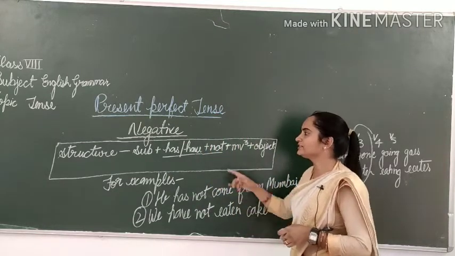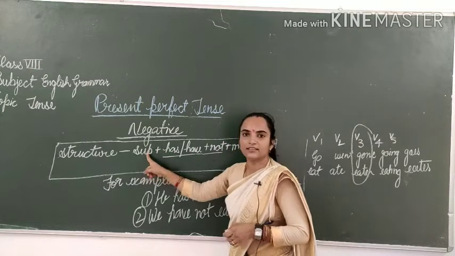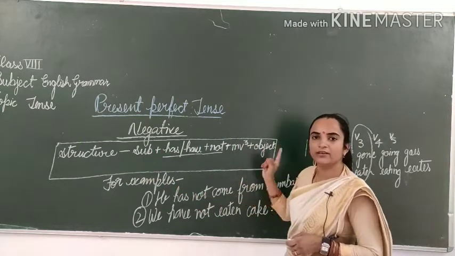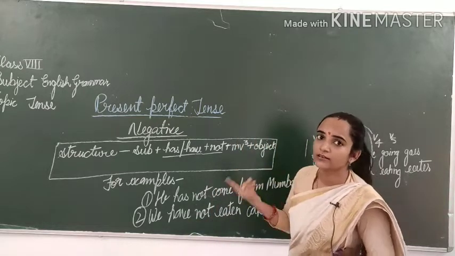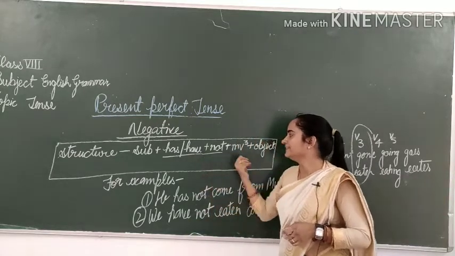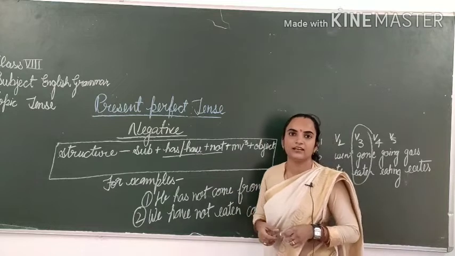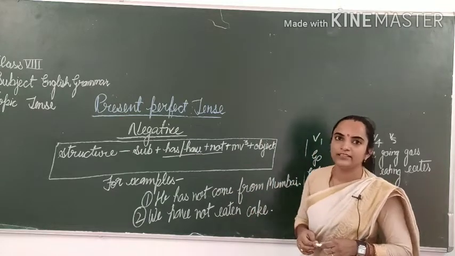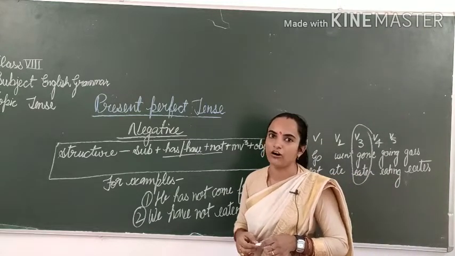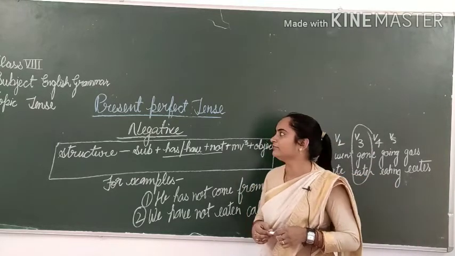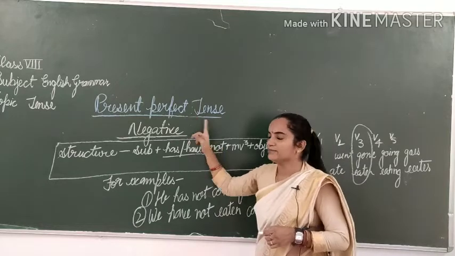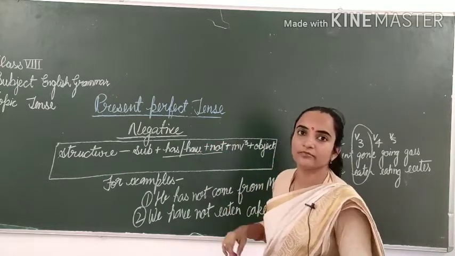What will become first? Subject. Then after has or have. Has is used with singular and have is used with plural subject. Then not. After that MV3 and in the last object. Now we will learn the structure of interrogative according to present perfect tense.